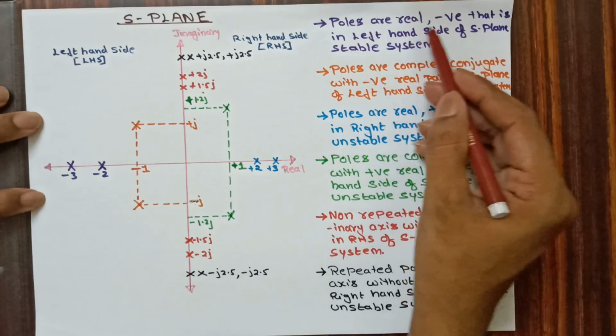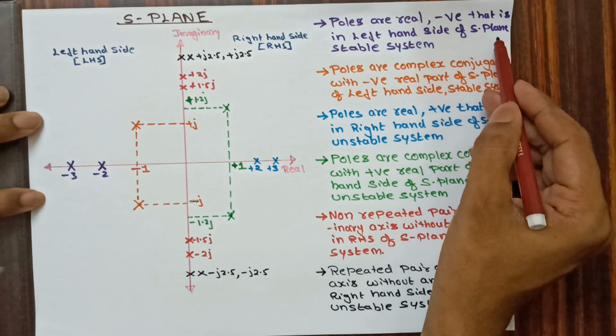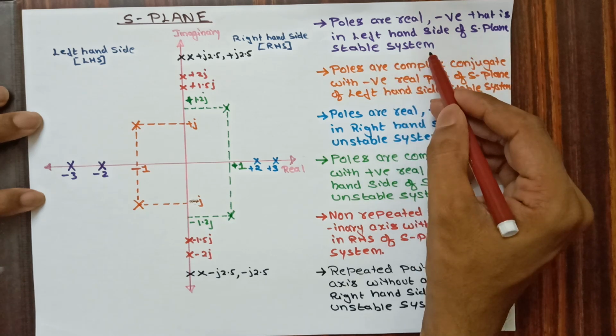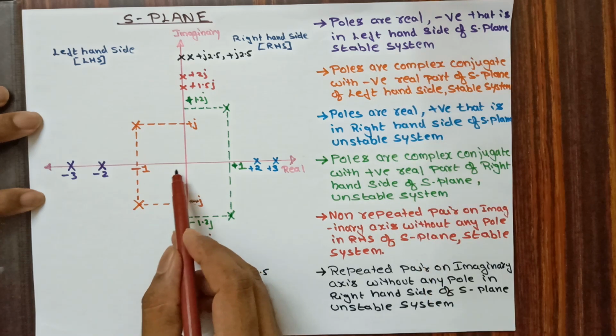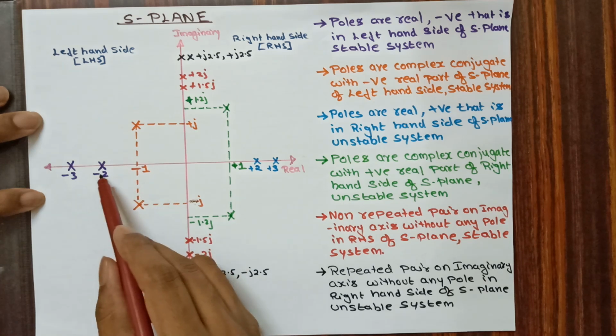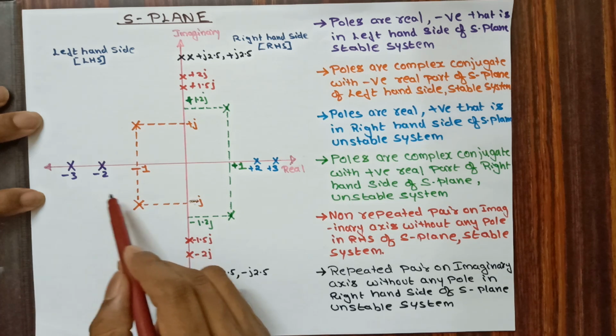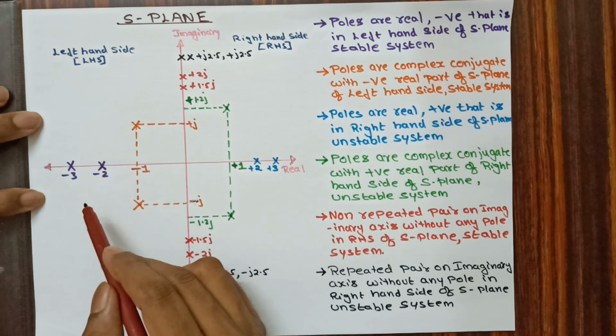Poles that are real and negative, that is in the left hand side of the S-plane, are considered a stable system. You can see on the left hand side of the S-plane, I have considered two negative poles, with values -2 and -3. As I said, if all the poles are on the left hand side, then the system is considered as stable.